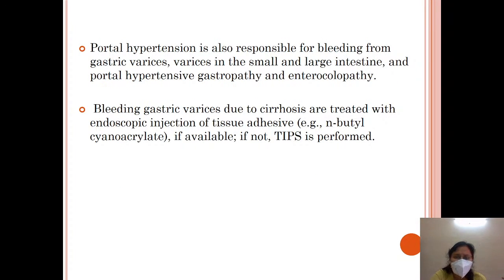Portal hypertension is also responsible for bleeding from gastric varices in the small and large intestine, and portal hypertensive gastropathy and enterocolopathy. Bleeding gastric varices due to cirrhosis are treated with endoscopic injection of tissue adhesive like N-butyl cyanoacrylate if available. If not, TIPS is performed.